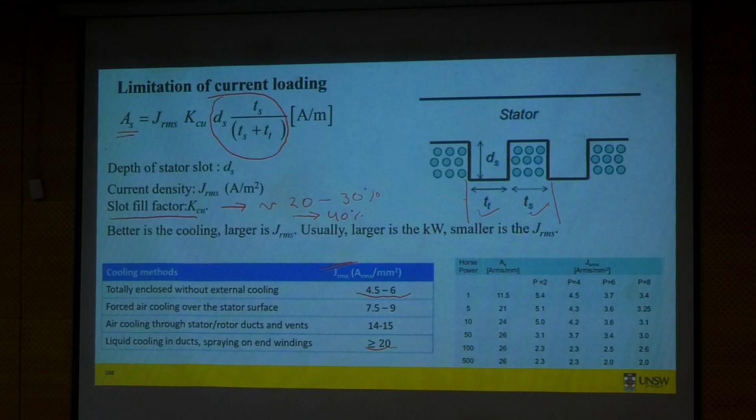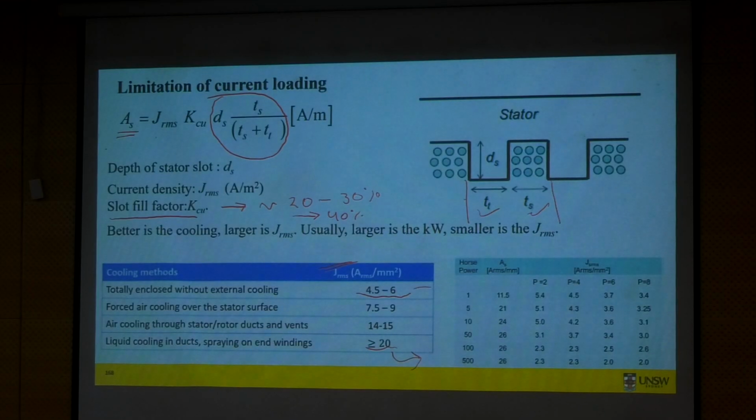These are again typical values, but some machines are so aggressively designed that they push this value to 40 or even higher. So do not limit yourself to these values. They are only an indication for conventional machines. If you are using values higher than these, you should always check your thermal performance by doing a thermal analysis of your machine.